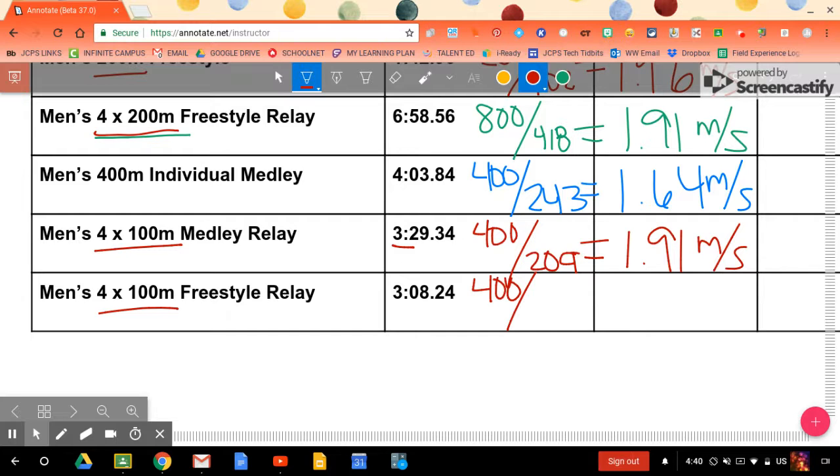And then the last one, 4 times 100, 400. 3 times 60 is 180, plus 8 is 188 seconds. 400 divided by 188 is going to give you 2.12 meters per second.